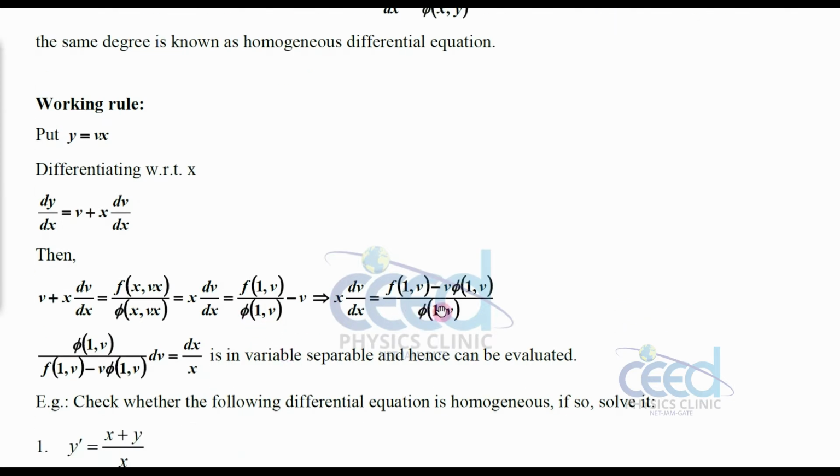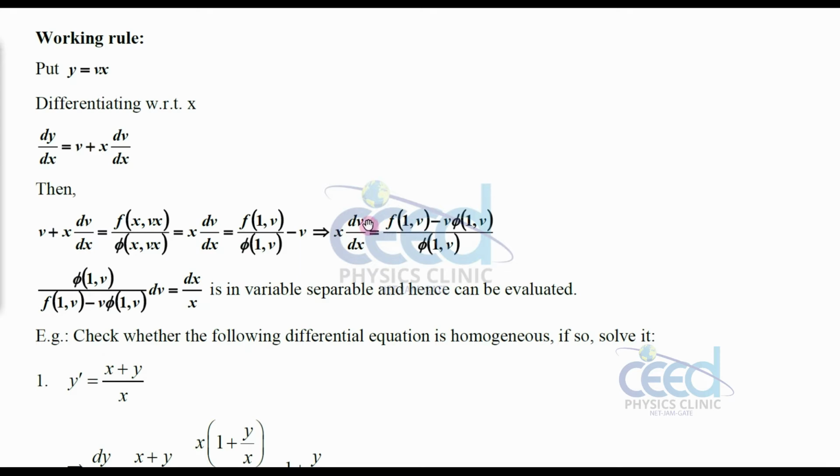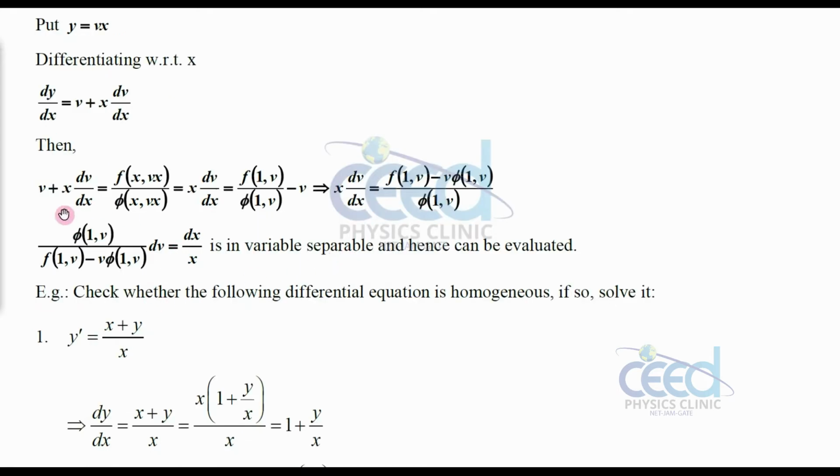Now I can separate this, that is x dv by dx is equal to f of 1, v minus v psi of 1, v divided by psi of 1, v, by cross multiplication. Now I can separate all the v functions to one side and the x functions to another side. Then I can form this expression as variable separable form. When I do one example, you will get more idea about this.